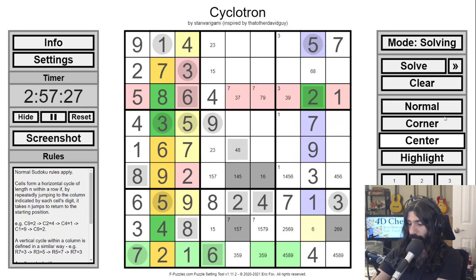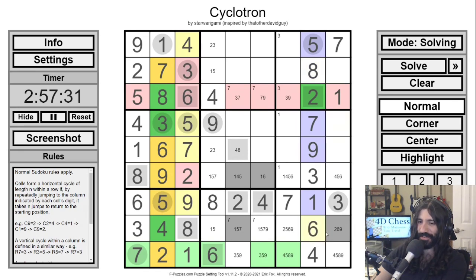Which means this has to be a 6. Which means this has to be an 8. Really hope that's right. Wow, okay, wait, this does so much for us. Everything, it's just smashed this whole thing wide open. Holy butts.